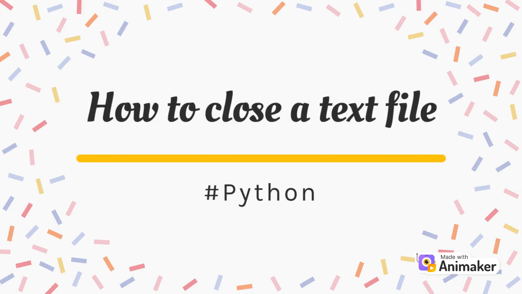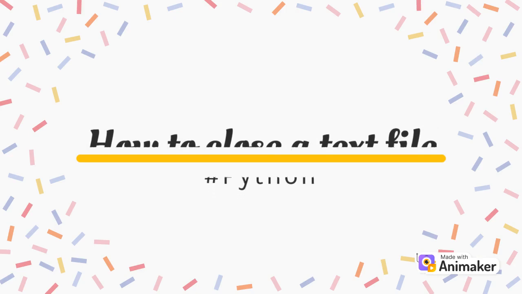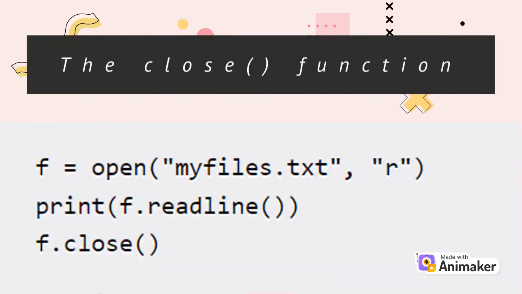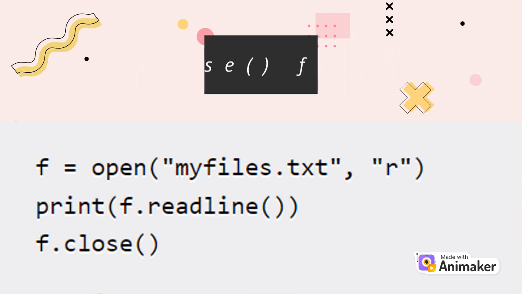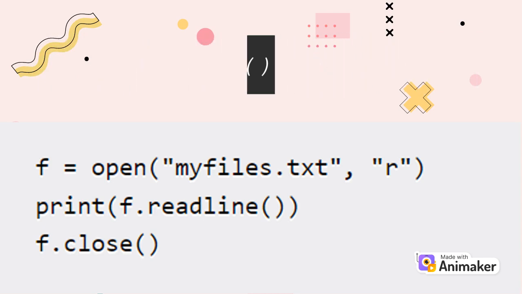The final part is how to close a text file in Python. The close function closes the text file when you're done modifying it. Moreover, the close function at the end of the code tells Python that, well, I'm done. Closing, after either reading or writing, is just like saying end.